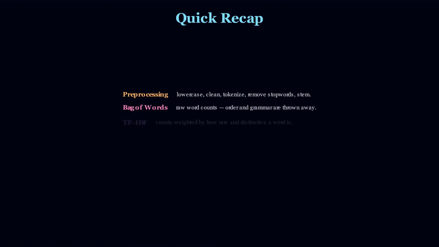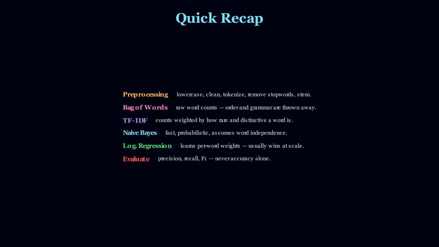Quick recap. Preprocessing: lowercase, clean, tokenize, remove stop words, stem. Bag of words, raw counts. TF-IDF, counts weighted by how rare and distinctive a word is. Naive Bayes, fast, probabilistic, assumes word independence. Logistic regression, learns per word weights, usually more accurate at scale.